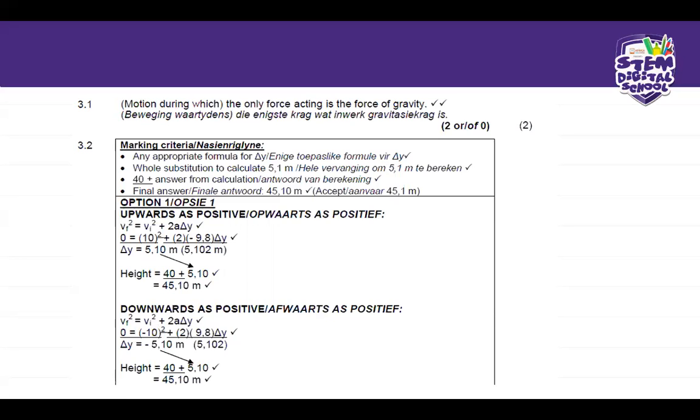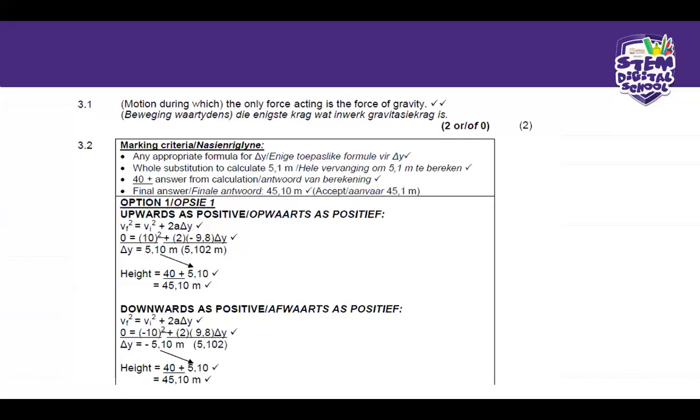Okay, because they want the height above the ground. So either way, there's two options. If you take downwards as positive, nothing much is going to change, but you're just going to make your velocity negative and your acceleration positive. That's basically all that's going to change if you take downward as positive.